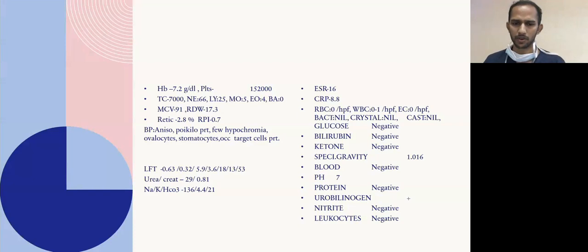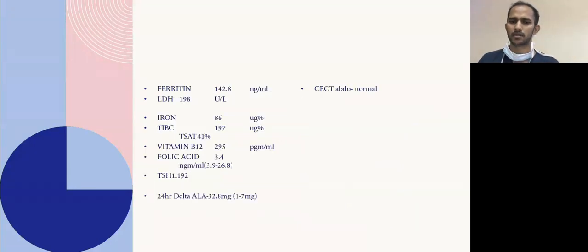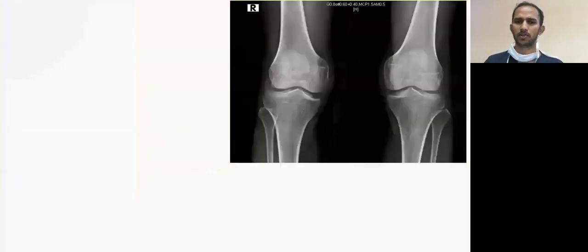LFTs were normal. Urea, creatinine, and electrolytes were normal. Inflammatory markers ESR and CRP were just above normal. Urinalysis did not show any proteinuria or other evidence of renal abnormality. In his anemia workup, iron was 86, TIBC 190, and transferrin saturation 41%. B12 was 295, and folate was 3.4, which is lower than the cutoff limit. His 24-hour urinary delta-ALA was 32.8 milligrams, where the normal range is 1 to 7 milligrams. A CECT was done, which was normal.